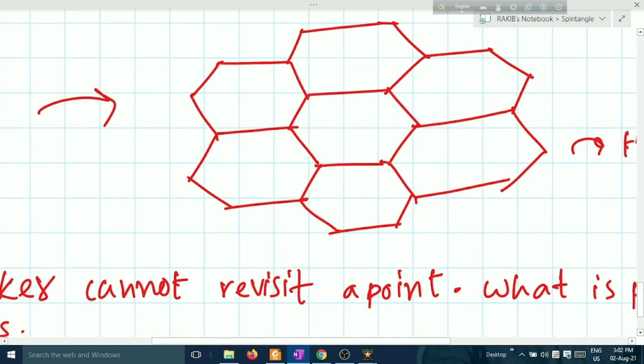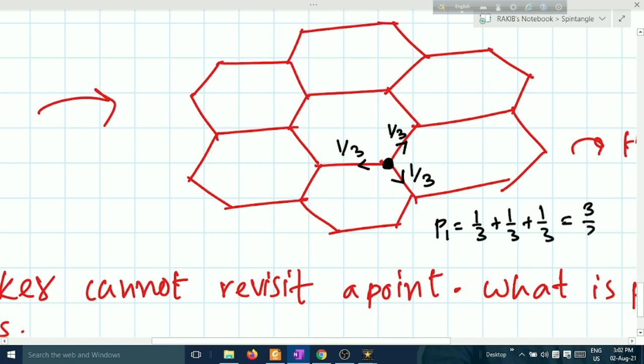Say the worker is in this position. Initially the worker can go in these 3 ways. Therefore, the total probability P1 will be 3 times 1/3, that is 1/3 for each way. Then the total probability will be 1/3 plus 1/3 plus 1/3, which is 3 by 3.